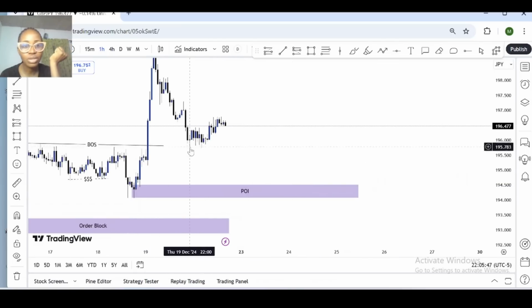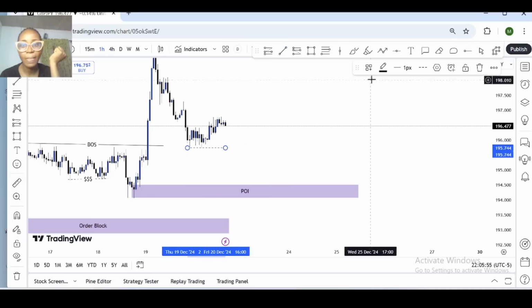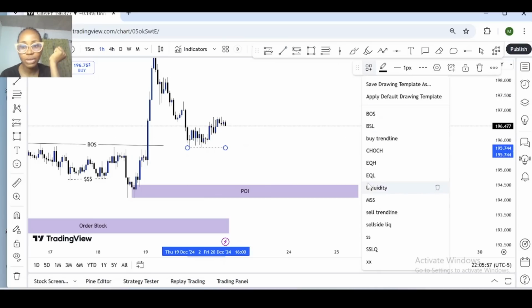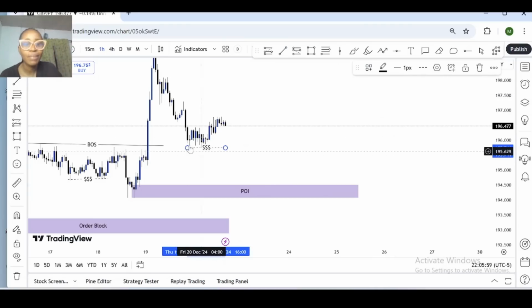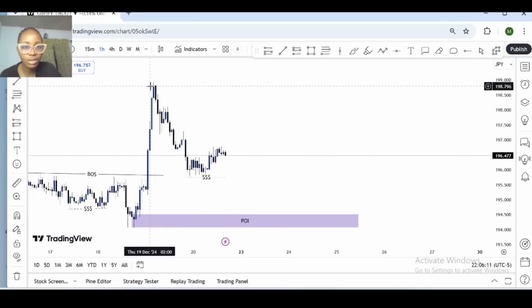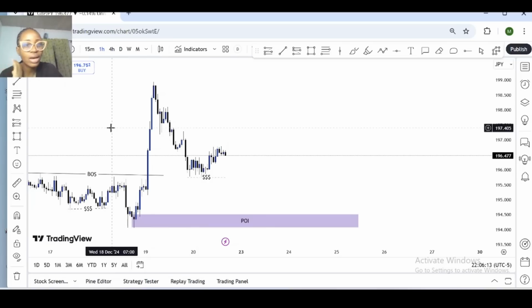Okay, I want to see price engineering liquidity, like what price is doing here now, piling up liquidity here. So I want to see price drop all the way down to tap into this zone. Then I'll look for an entry here to target this point here. So that's basically how I trade. That's how I look for entries.